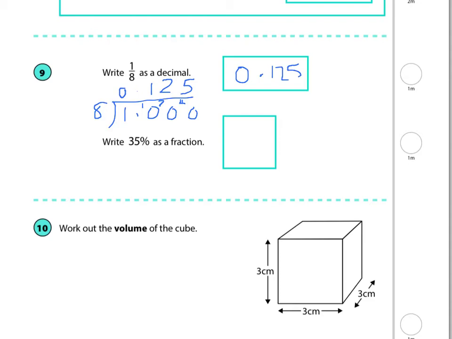Now the second part is write 35% as a fraction. So one of the first things we're taught when we're turning percentages to fractions is percent means out of 100, so 35% would be 35 out of 100.